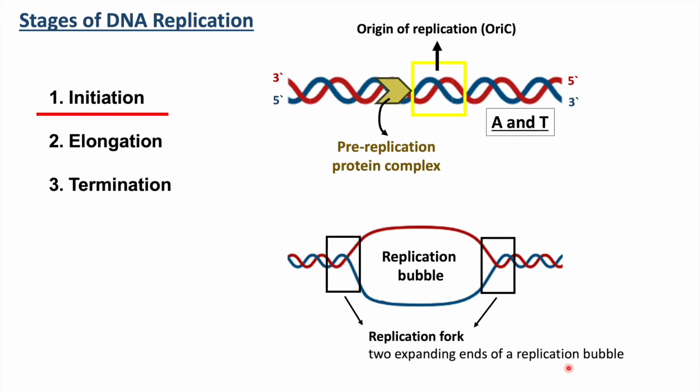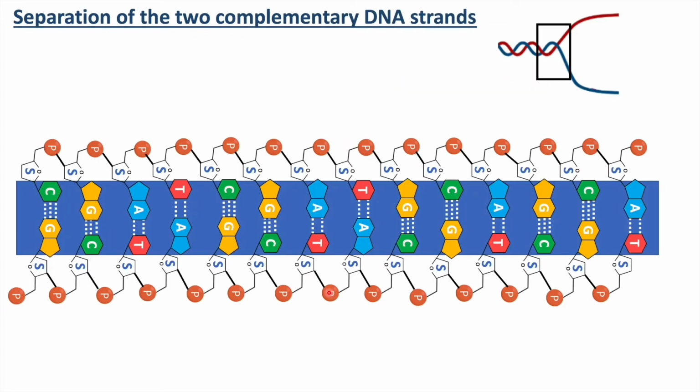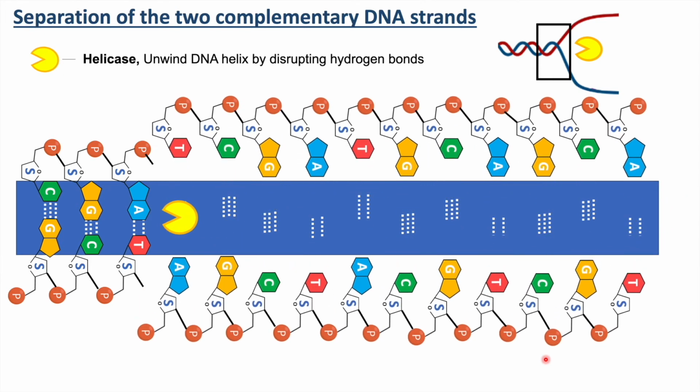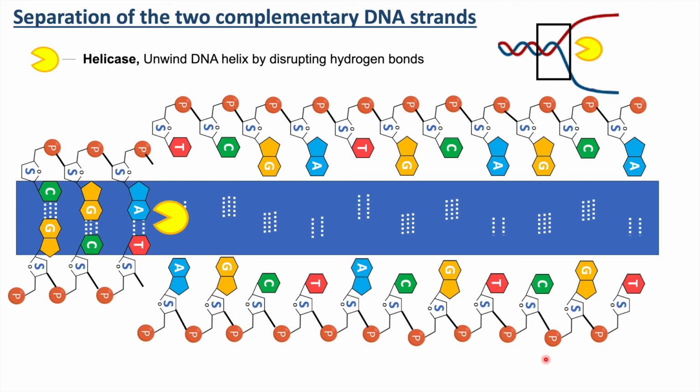Now the important thing is, for DNA replication to initiate, these two strands must be separated further from this replication fork, and there is an important enzyme which plays a role in separating these two DNA strands, and that enzyme is called helicase, which unwinds the DNA helix by disrupting hydrogen bonds. Suppose we have this helicase enzyme here, it will unwind these two complementary strands, and now these two strands are separated.